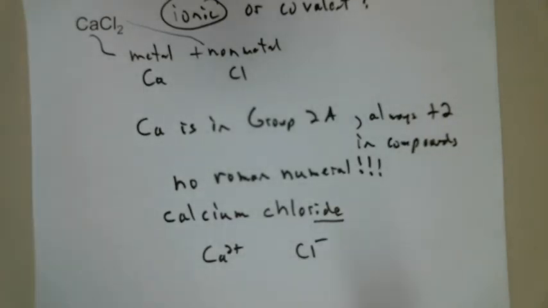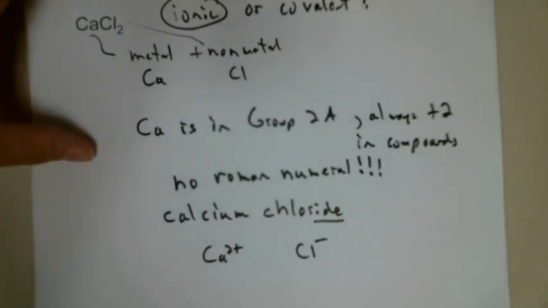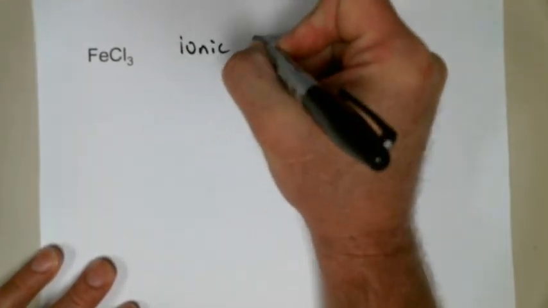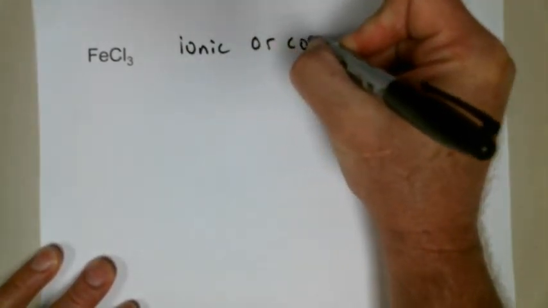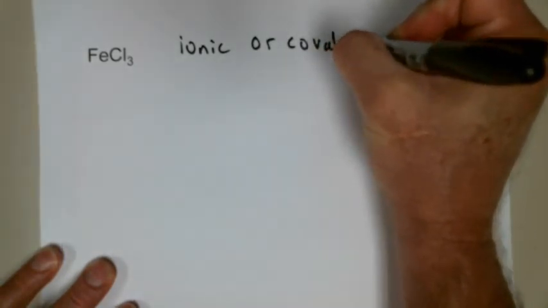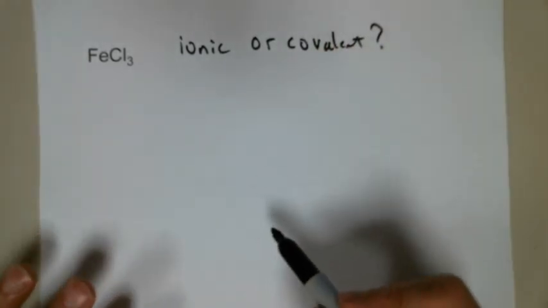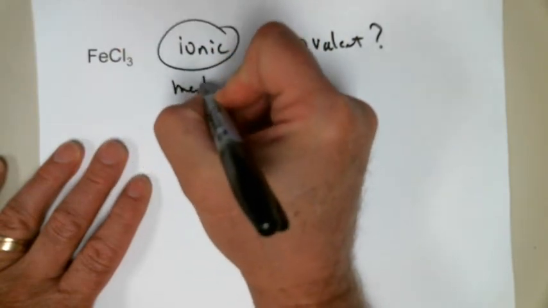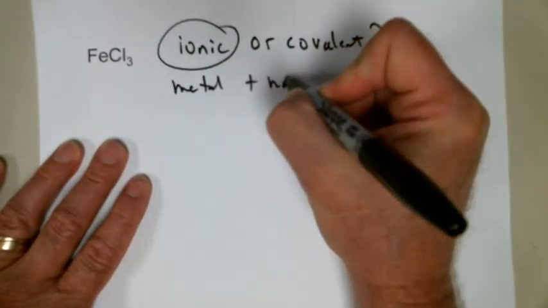Looks like it's the iron chloride. All right, I already gave it away: iron chloride. Aha, but it's more than that. So first question: pause it, answer it yourself, come back. All right, you got it? Is it ionic or covalent? Well, it's ionic because we have a metal plus a non-metal.